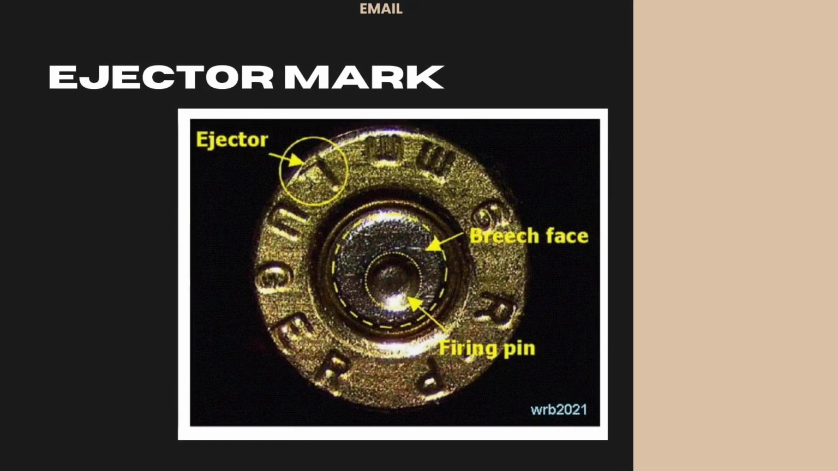Fifth is the ejector mark. The ejector mark is caused when the cartridge case strikes the ejector mechanism as it is expelled from the firearm. This leaves a flat dent or scratch, often opposite the extractor mark.